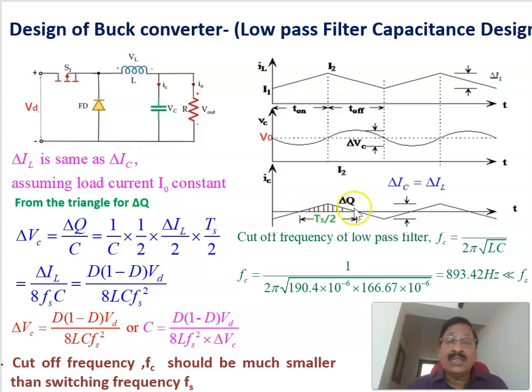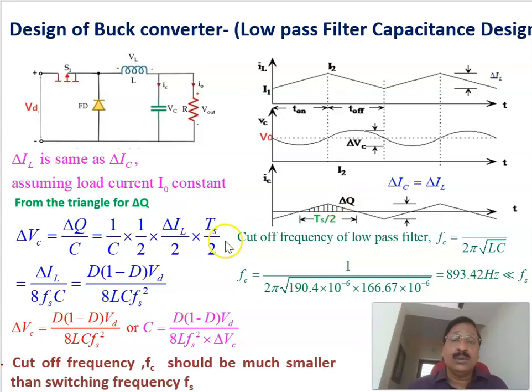Delta Q is equal to the area, half BH. Half into B, which is equal to TS by 2. H is the total height, equal to delta IL. For half of that, which is same as delta IC, same as delta IA, for delta IL by 2, that is the H, half BH. That's the total area here, which represents the change in charge. Because of this delta Q only, there is a change of voltage delta VC. Therefore, that divided by the capacitance is the change in capacitor voltage that is available at the output.